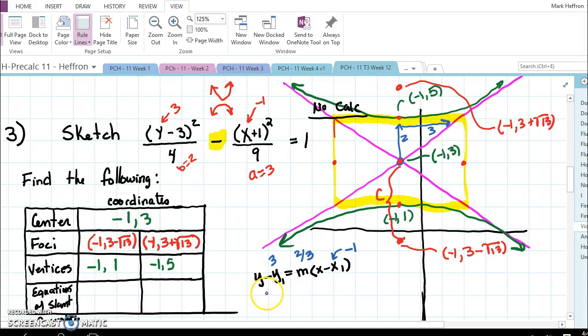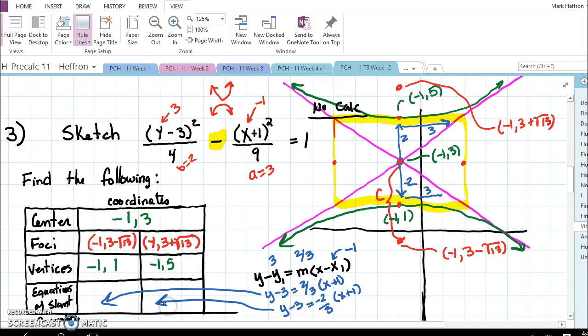So one of the slant asymptotes would be y minus 3 equals 2 over 3 times x minus a -1, which is x plus 1. And the other slant asymptote is going to be all the same except for the slope. y minus 3 equals a new slope times x minus a -1, or x plus 1. Well, now I'm going down 2 and over 3. So I would have -2/3. So that's how I can find my slant asymptotes in a quick, easy way if you remember the point-slope form of an equation.